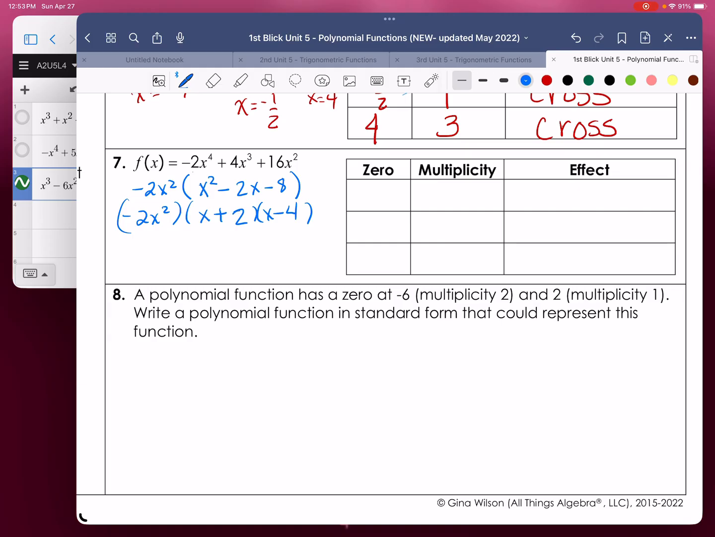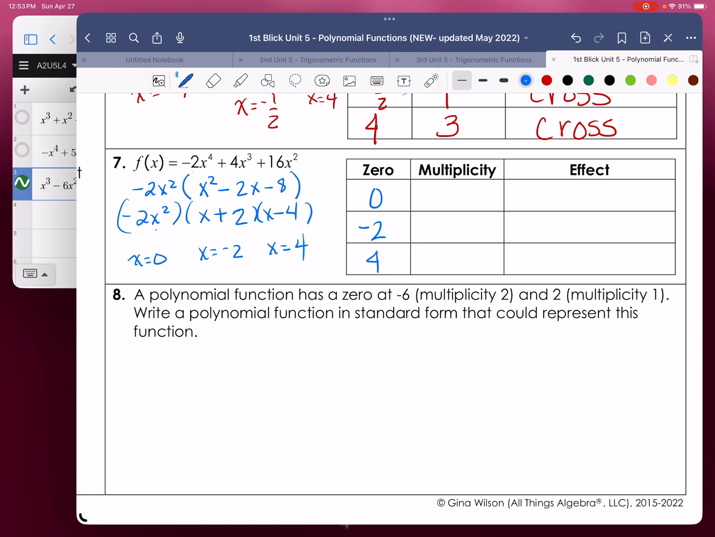All right, so what are my zeros? Well, I'm going to have x is equal to 0 here. This one will be x is equal to negative 2, and this one is equal to positive 4. So I've got zeros at the point where x is equal to 0, x is negative 2, and x is 4. Now let's look at our multiplicities.